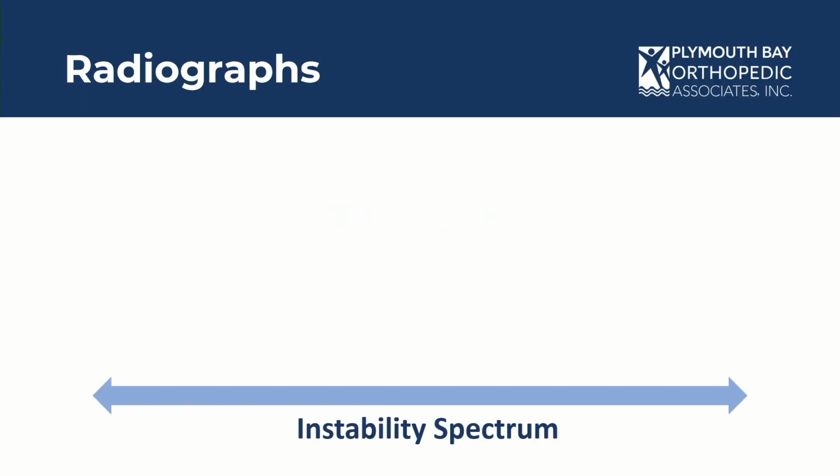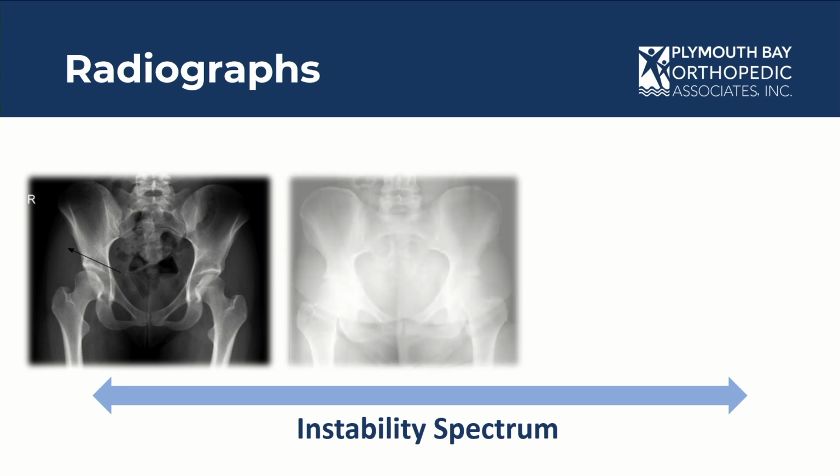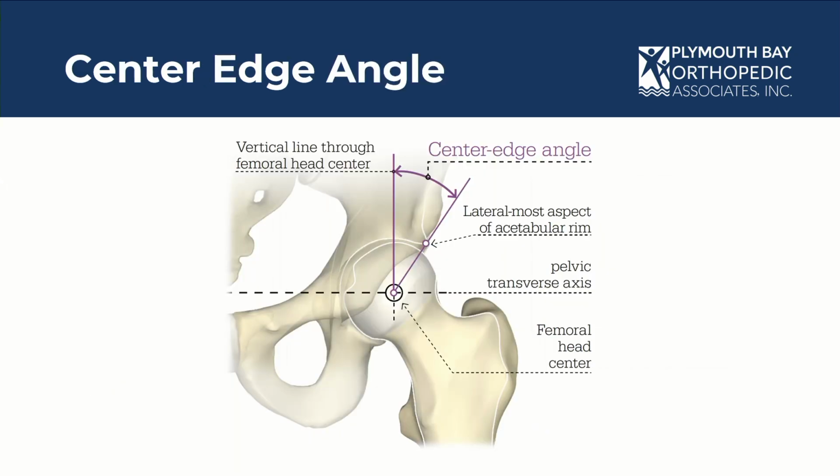So just like anything, there's a spectrum of instability. This first image is clearly dysplastic. You can see the undercoverage of the femoral head, the upsloping sourcil, and the neck shaft angle is high. But these other two are the ones that I showed earlier. They have more subtle features, and this is not readily apparent. So again, just like the physical exam, this needs to be a systematic approach where you're making sure that you're covering everything, that you're thorough.